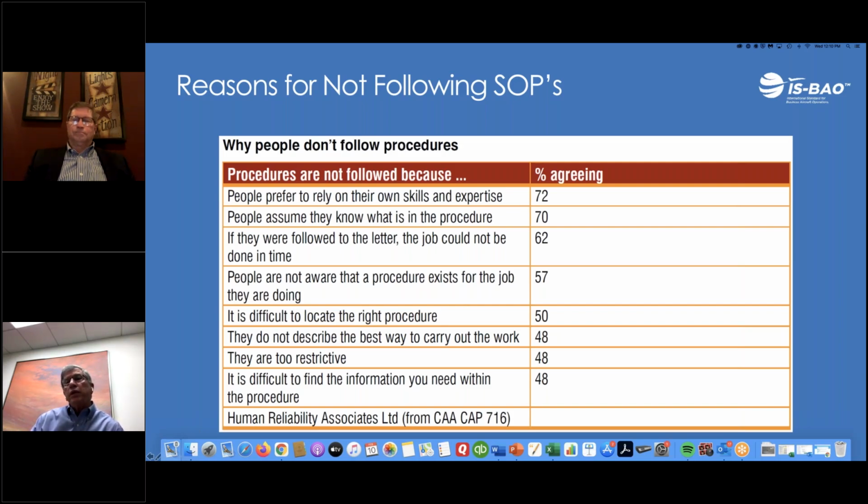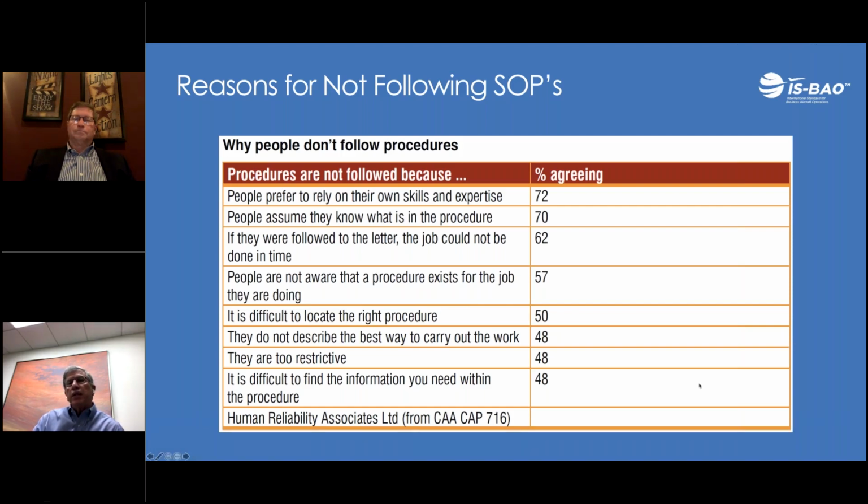Or people assume they know what's in the procedure. Yeah, I think I know how to change that tire. It's fine. I know that, we got to get that off. We got to put that on. It can't be any different than that other airplane that I worked on before. Again, those are things that get us into a bind. If they were followed to the letter, the job could not be done in time. There's that long task card, right, that tells us to do all these operational checkouts. But you know what? The thing works. The green light is on. The good stuff is working, we're fine, right?